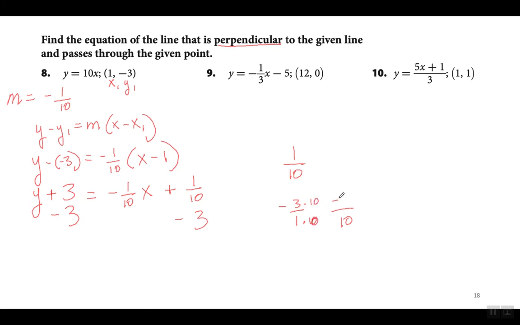So I'm going to have 1 over 10 minus 30 over 10. It makes sense because negative 30 over 10, when you simplify it, you get negative 3. Anyways, when I do 1 over 10 minus 30 over 10, I'm going to get negative 29 over 10. So that's what this gives me, believe it or not. Y equals negative 1 over 10 x minus 29 over 10.